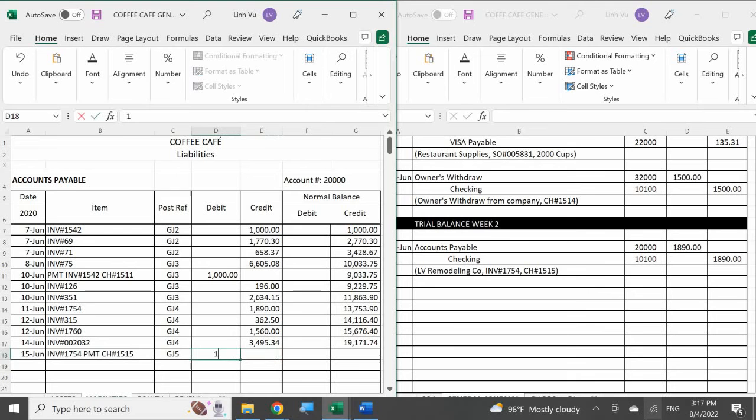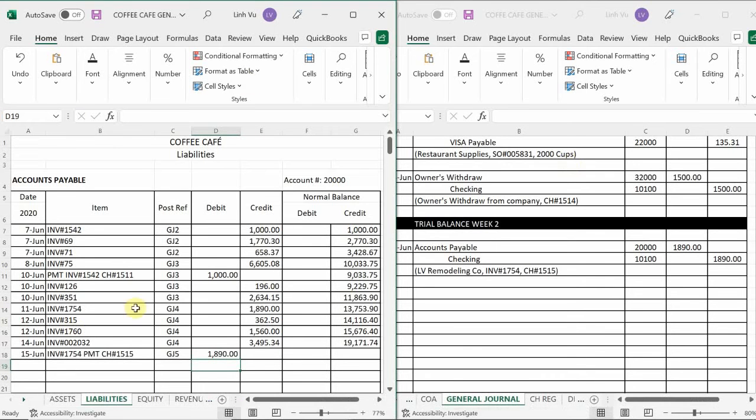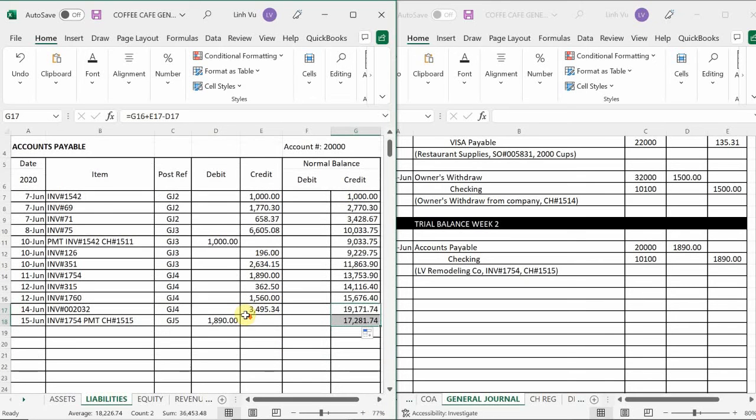It's debit. So the credit will reduce. To how much? $17,281. Good. 17,281 and 74 cents. Good. Anything else?